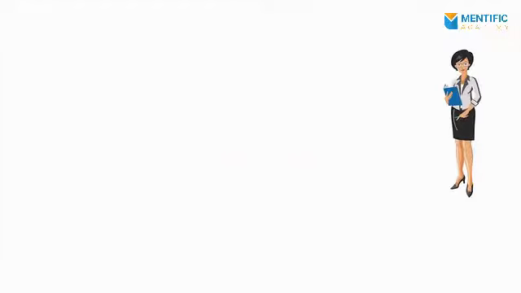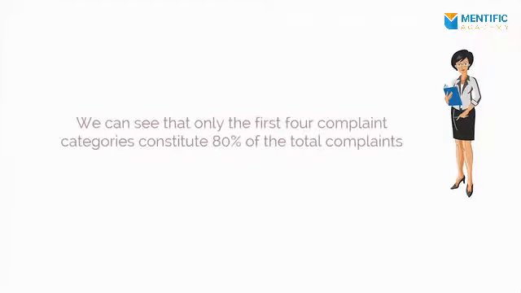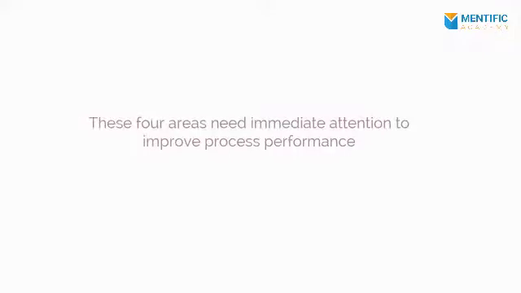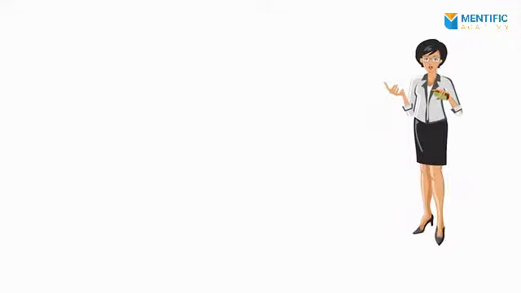From this chart, we can see that only the first 4 complaint categories, room service, housekeeping, reservation, and food and beverages, constitute 80% of the total complaints. Thus, these 4 areas need immediate attention to improve process performance. The sixth basic quality tool is the scatter diagram.